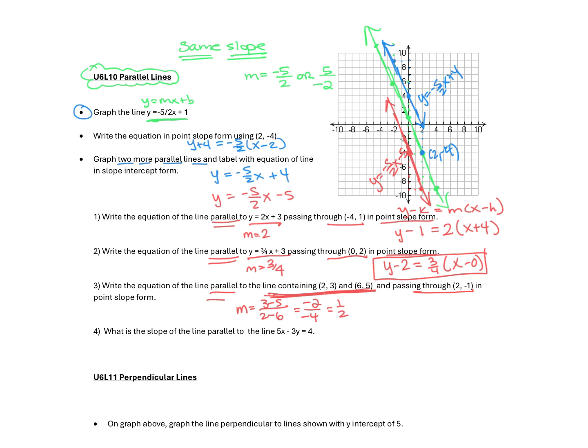So to write the equation of the line parallel in point slope form, so y minus my y, so y minus a -1 is what?